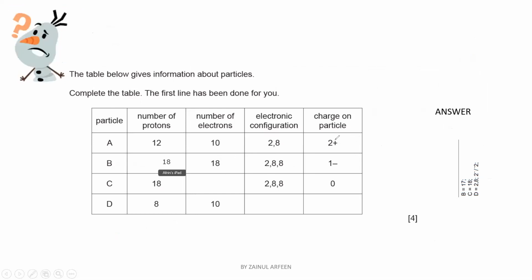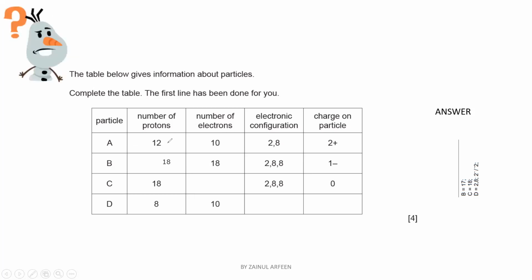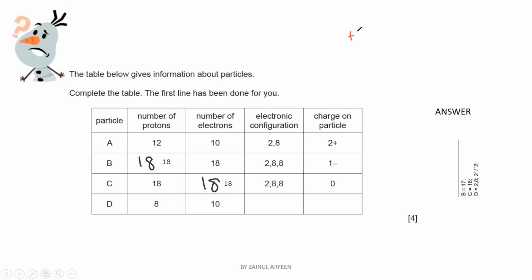The first row is done for you. Particle A is having 12 protons. It is having 10 electrons. So when we write the electronic configuration, the first shell will have 2 and the second shell will have 8. And how to decide the charge? There are 12 protons, so plus 12, and 10 electrons, so minus 10, so plus 12 minus 10 is equal to plus 2. So the charge is plus 2.